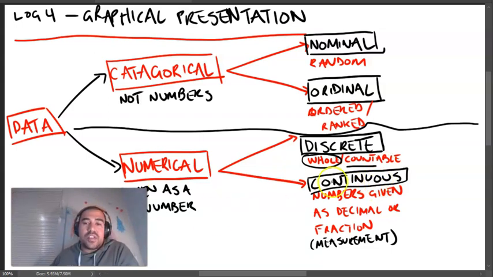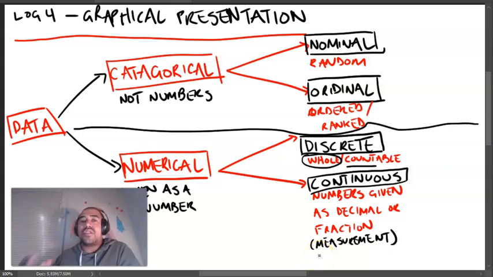Countable is a very, very simple type of numerical data. The amount of discussions and debates that I've had with students. Anyways, continuous. Numbers given as a decimal or a fraction, and generally has to do with measurement.